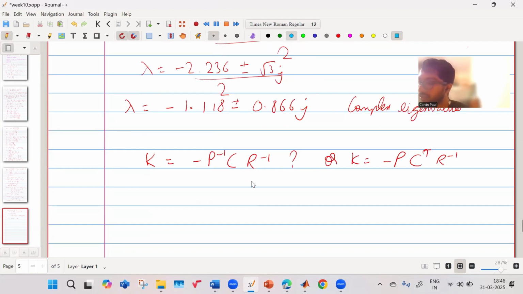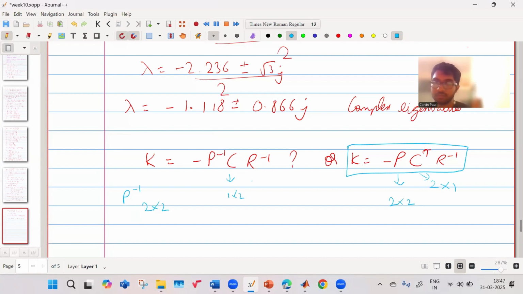Right? So one thing I'd like to tell is P inverse will also be 2 cross 2, P also will be 2 cross 2. But the issue we are getting is C is actually 1 cross 2, which is not possible. You cannot multiply 2 cross 2 and 1 cross 2. But C transpose is actually 2 cross 1, which you can multiply. So this is the correct one. Okay, sir, good.